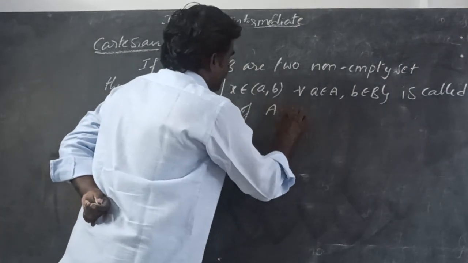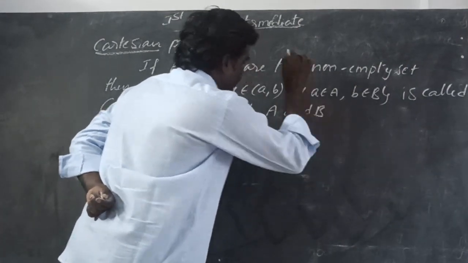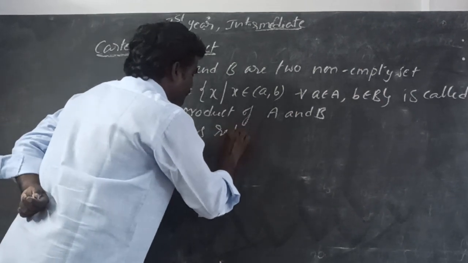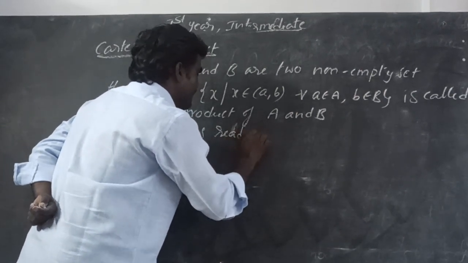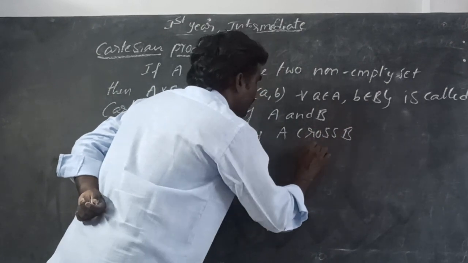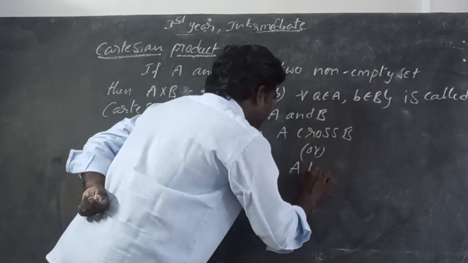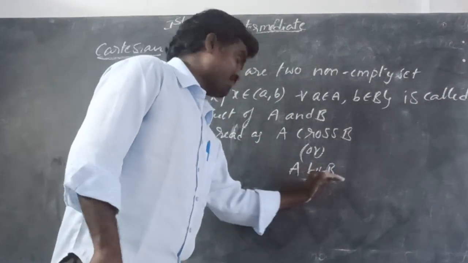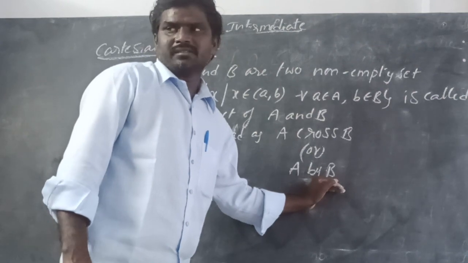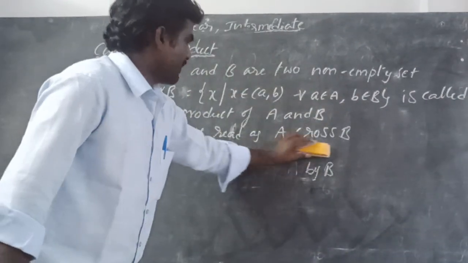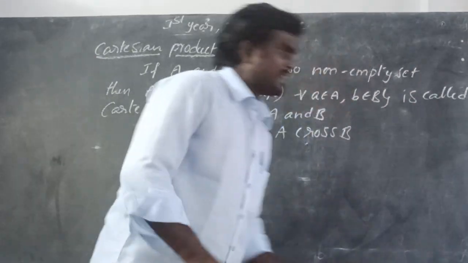So A cross B is read as A cross B or A by B. A by B we can also see in matrices, M by N. Okay, so A cross B is a Cartesian product.